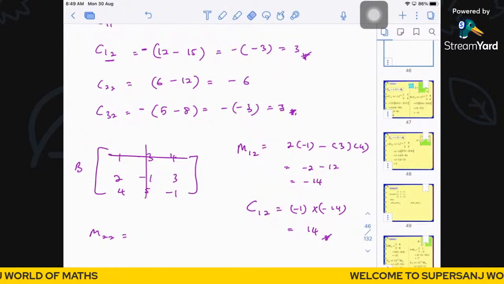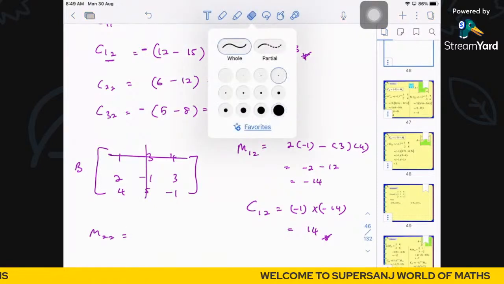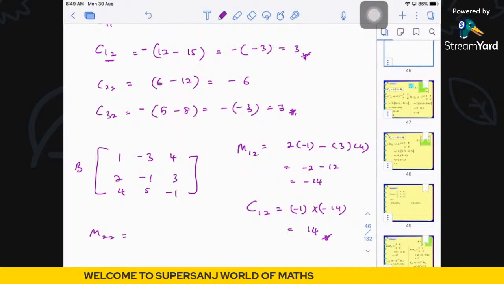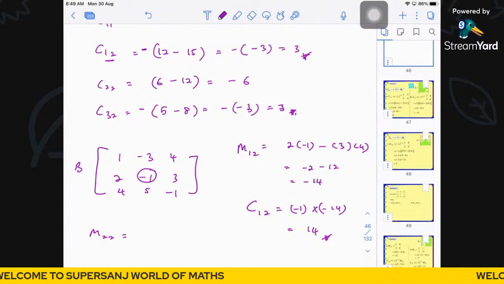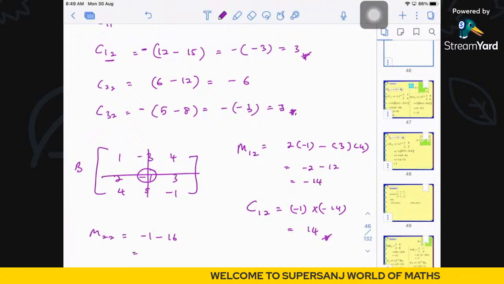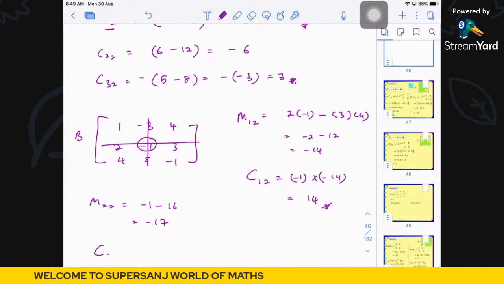But if let's say I ask you the minor of 22 or M22, let's see the minor there. I rub off the line. So M22 here is this part. Yes or not? So if you cancel off this and this, you're going to get negative 1 minus 16. So negative 1 minus 16 there is negative 17. And the cofactor of C22 is also negative 17.